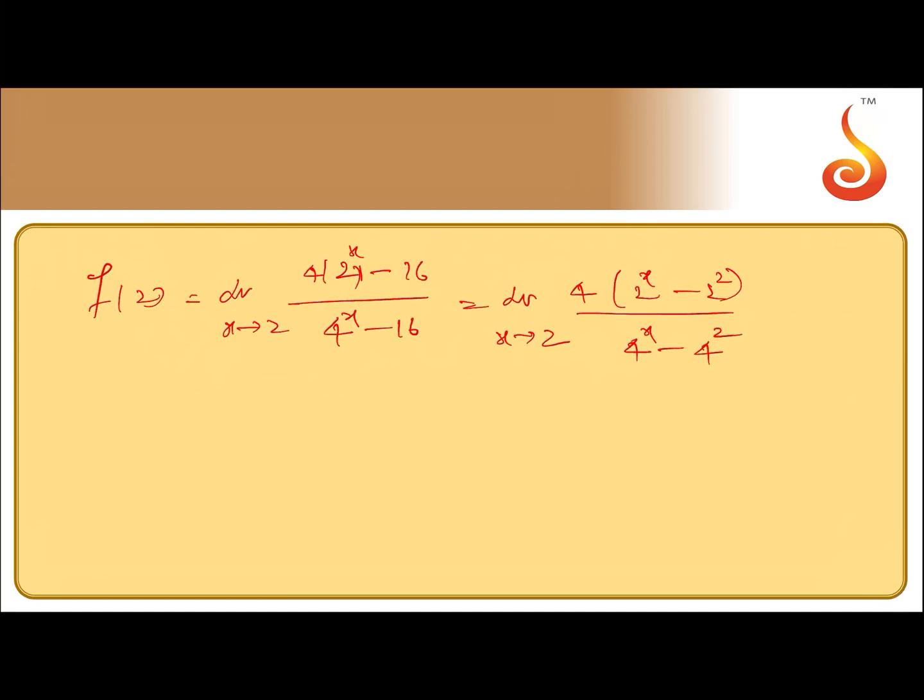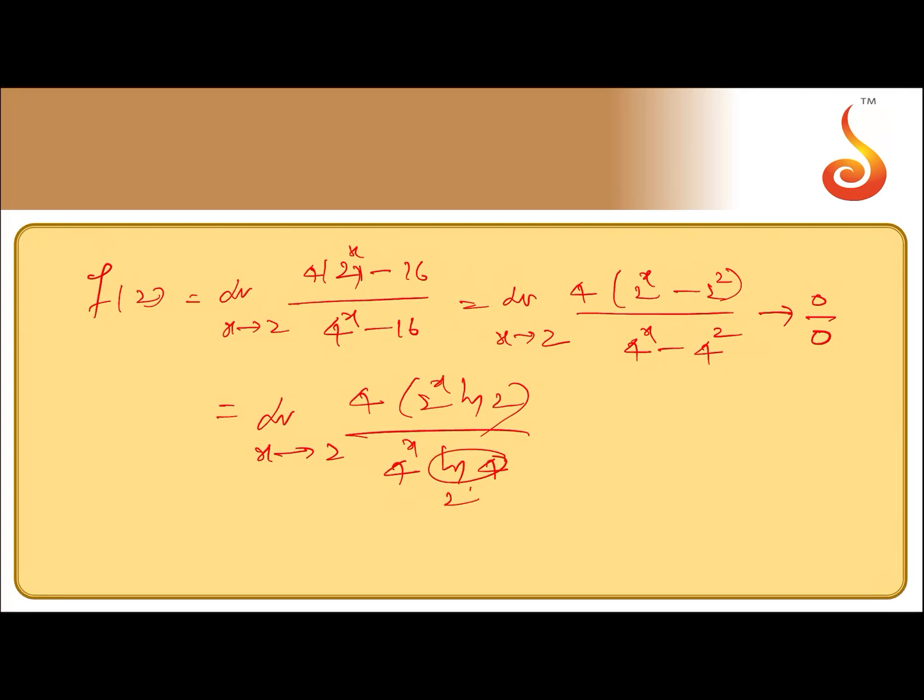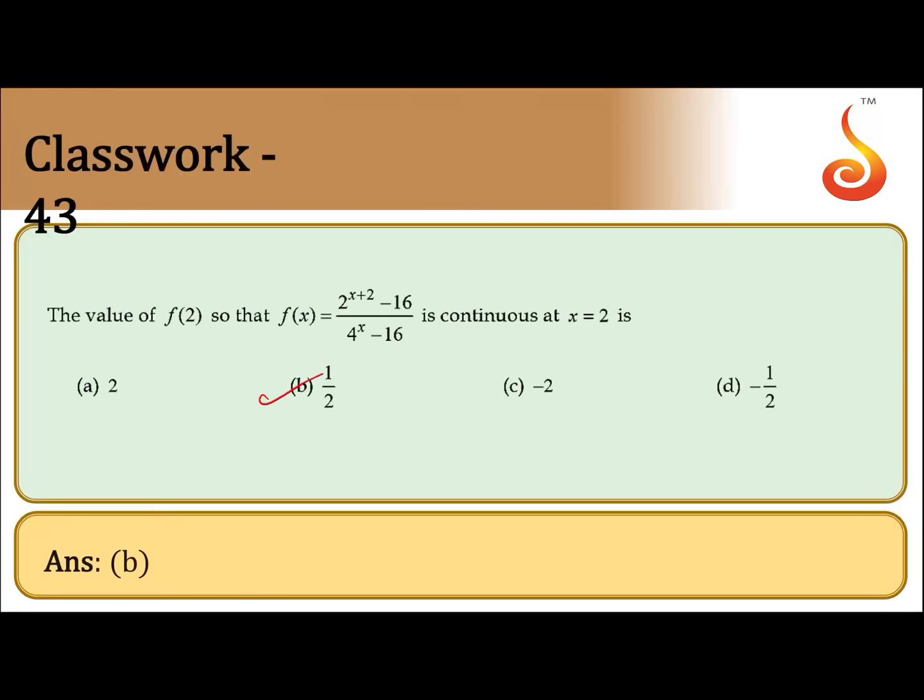As x tends to 2, of course this happens to be 0 by 0 form. You can apply the derivatives concept. Therefore, the limit as x tends to 2 of 4 multiplied by 2 power x into log 2, divided by 4 power x multiplied by log 4. Of course, log 4 can be replaced by 2 log 2, so that log 2 gets cancelled. As x tends to 2, you'll get 4 multiplied by 4 divided by 16 into 2. So that is equal to 1 by 2. So the answer is 1 by 2.